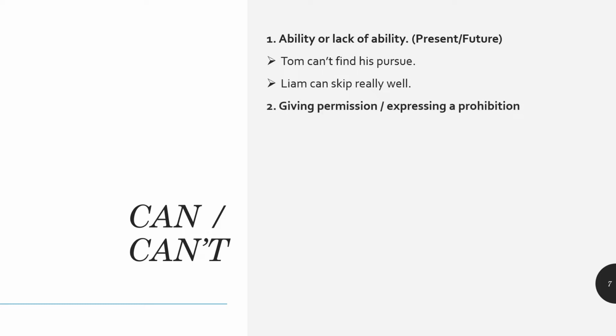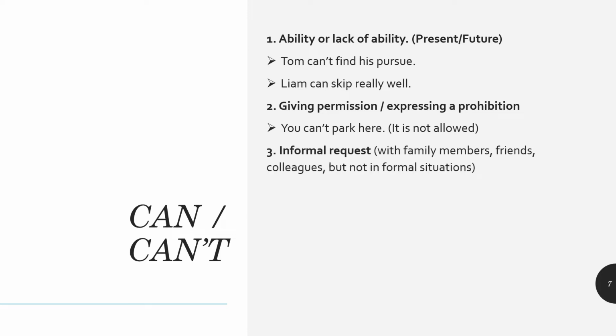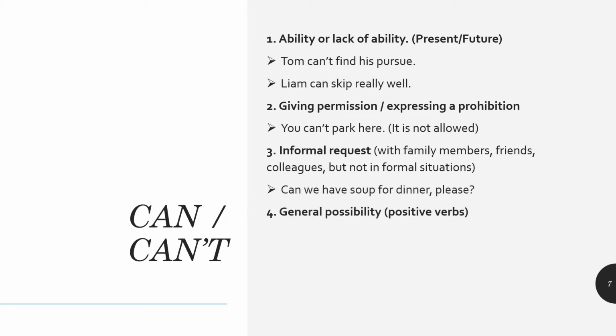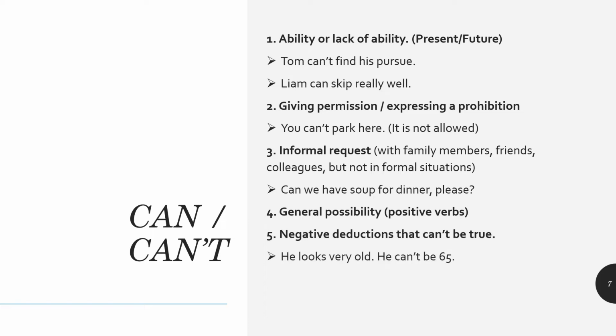Giving permission and expressing a prohibition. You can't park here, it's not allowed. We are prohibiting a person to do something. Informal requests, especially with family members, friends, colleagues, but not in formal situations. Can we have soup for dinner, please? General possibility in positive sentences and negative deductions that can't be true. He looks very old. He can't be 65. So the speaker thinks that he might be more than 65 years old.